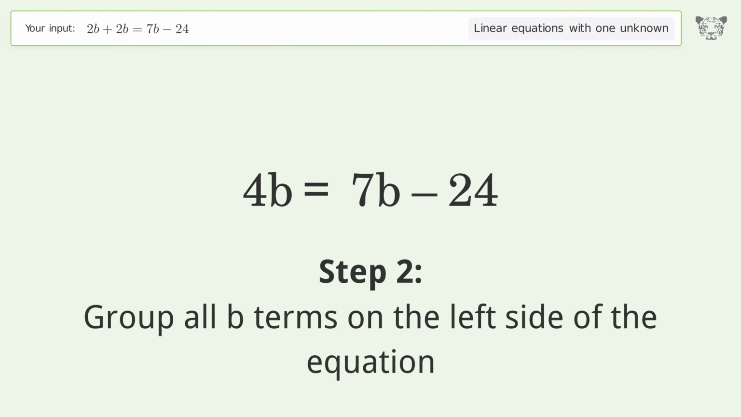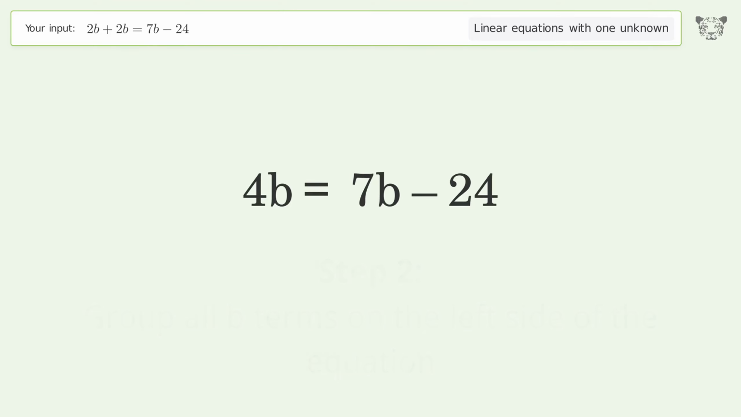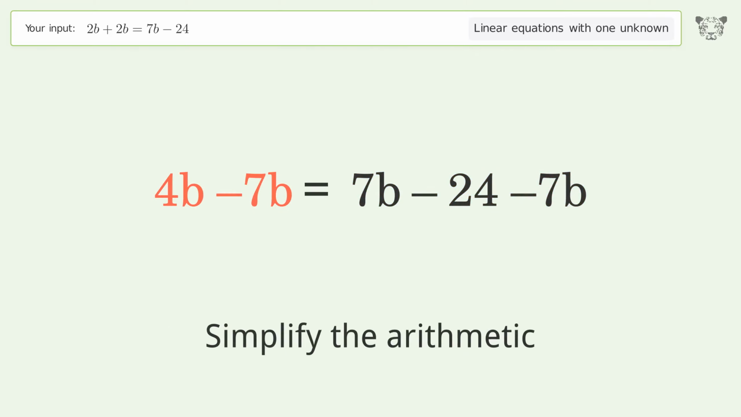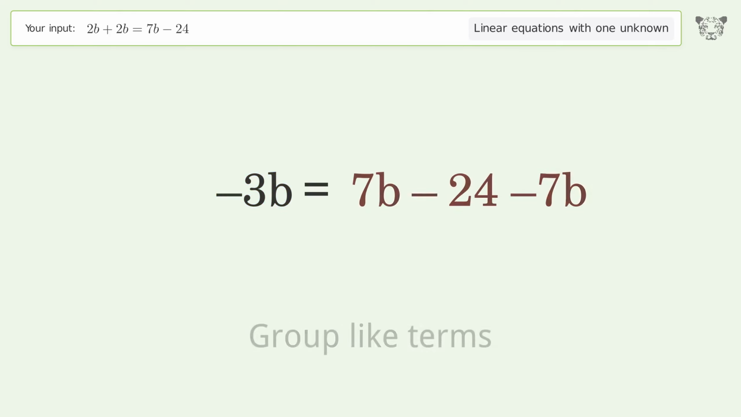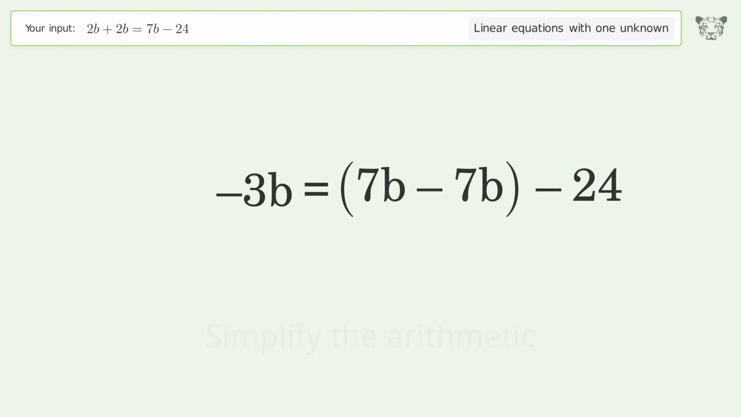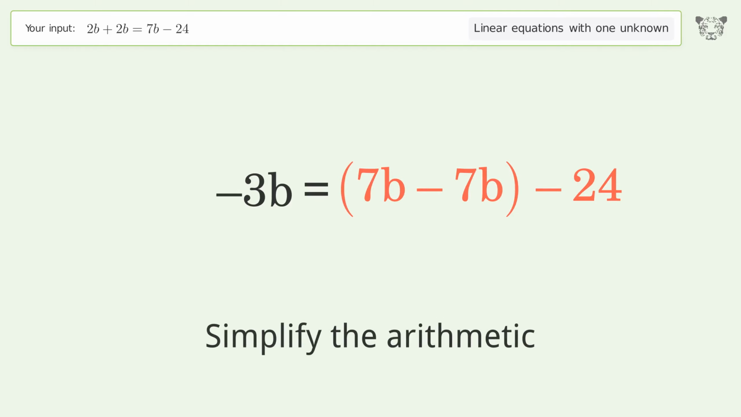Group all b terms on the left side of the equation. Subtract 7b from both sides. Simplify the arithmetic. Group like terms. Simplify the arithmetic.